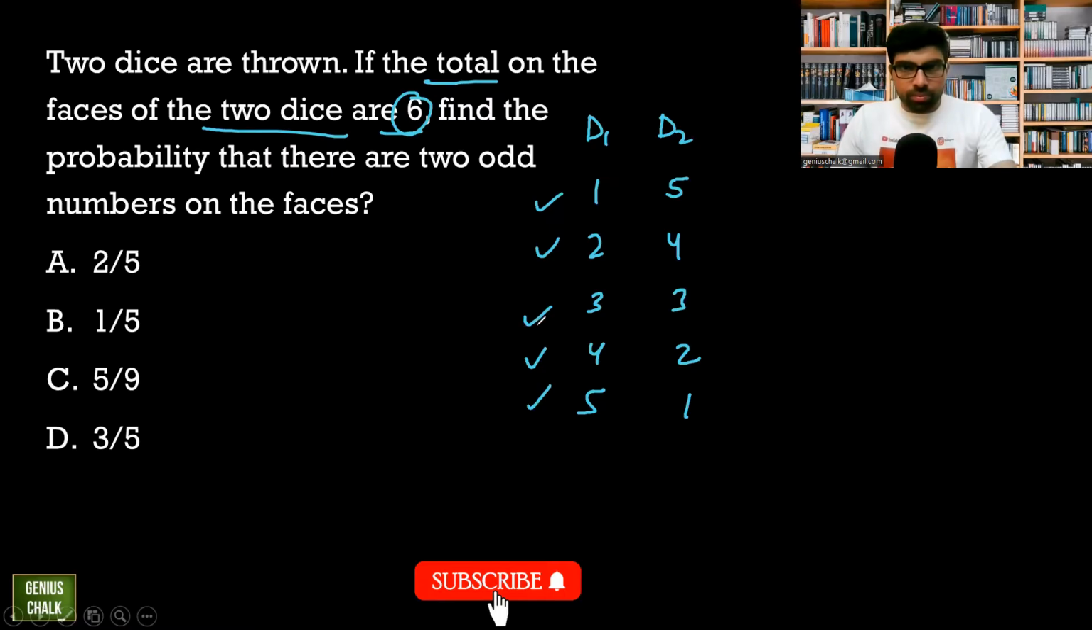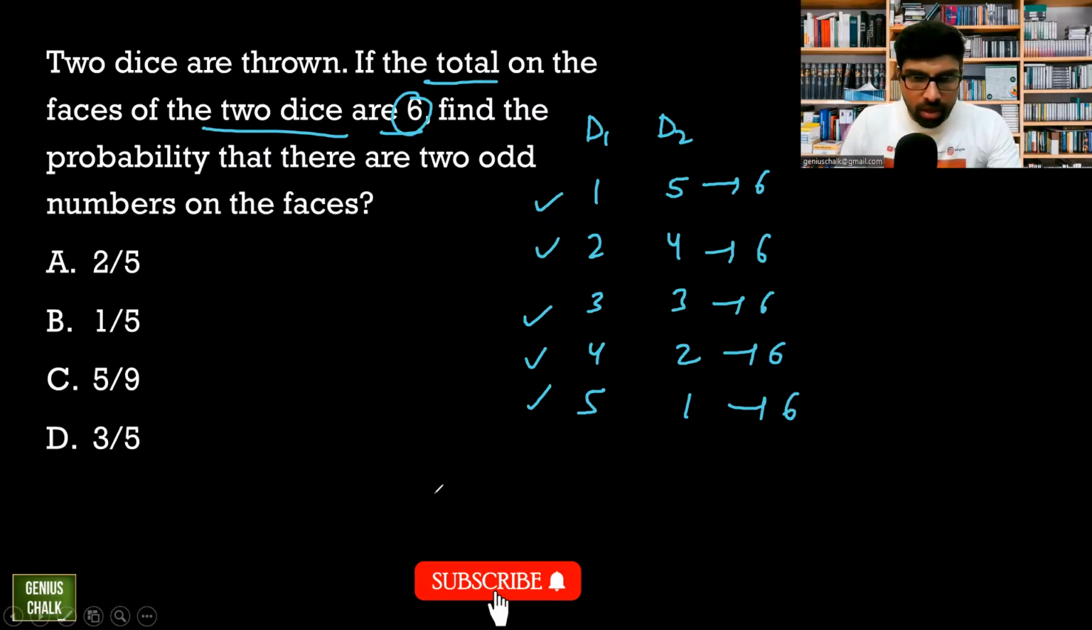The total on the 2 faces must be 6. So you can see here the sum is 6, here also the sum is 6, here also it is 6, here also it is 6, and here also it is 6, right?